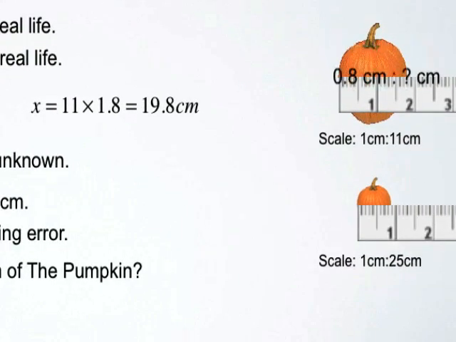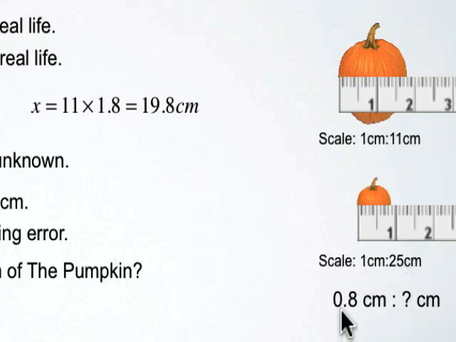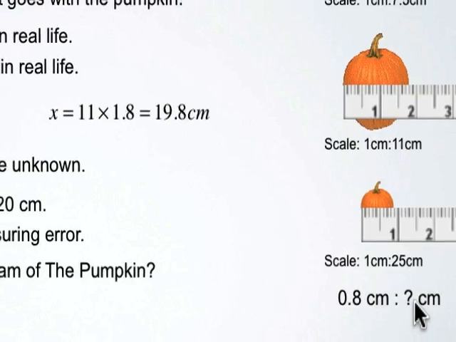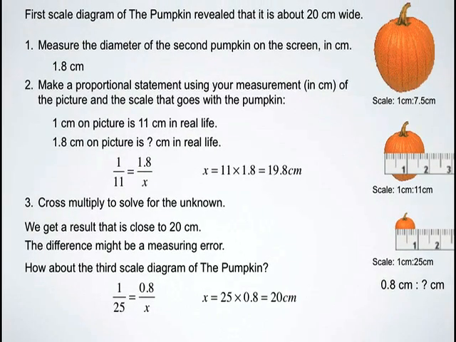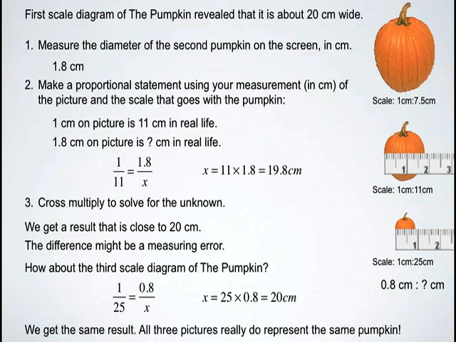That measurement is 0.8 of a centimeter. So we're going to use the scale 1 over 25 and compare it to 0.8 from the diagram to our unknown in real life, 0.8 over x. Cross multiply, 1 times x equals 25 times 0.8, and we get 20 centimeters, right on in this case. So we get the same result. So all three pictures really do represent the same pumpkin.